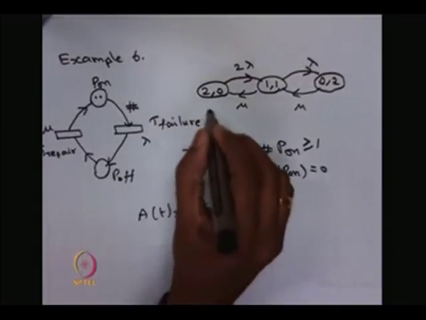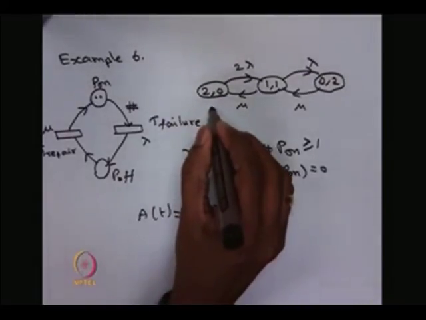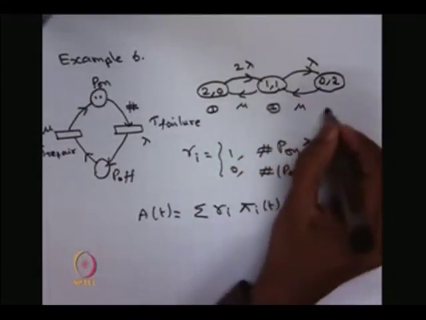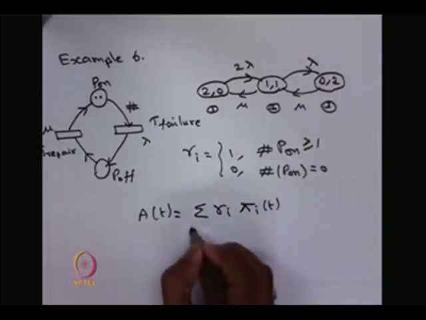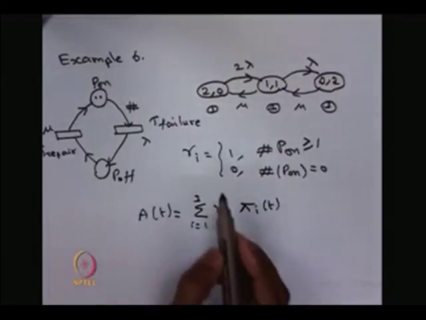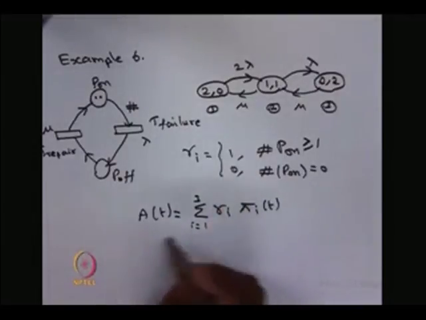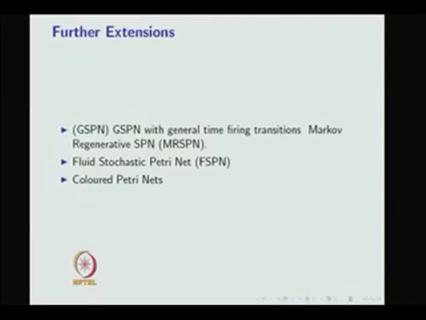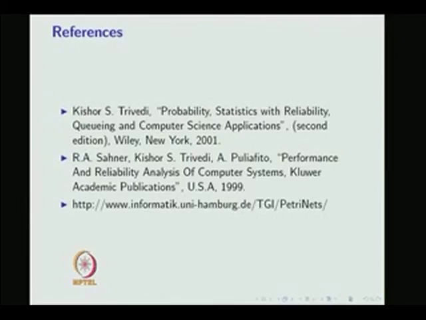So, i is nothing but this is the marking. Suppose you treat this as marking 1 and this as marking 2 and this as marking 3. Therefore, here i is running from 1 to 3. So, by assigning proper reward rates Ri, you can get the availability. The further extensions of the stochastic Petri nets are Markov regenerative stochastic Petri nets, fluid stochastic Petri nets and colored Petri nets. These are all the references.